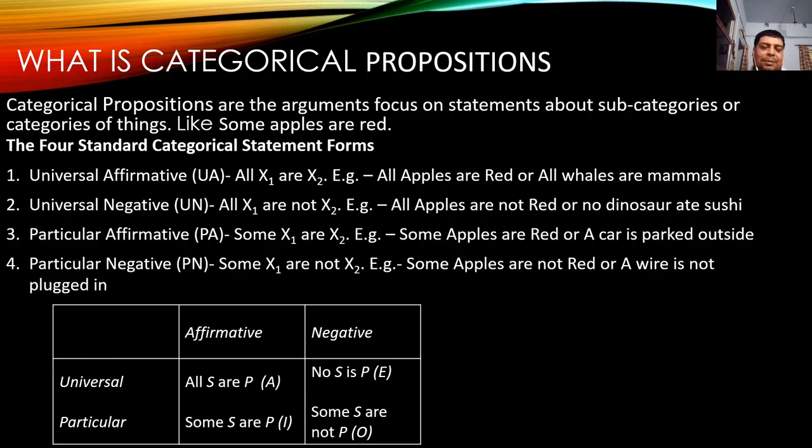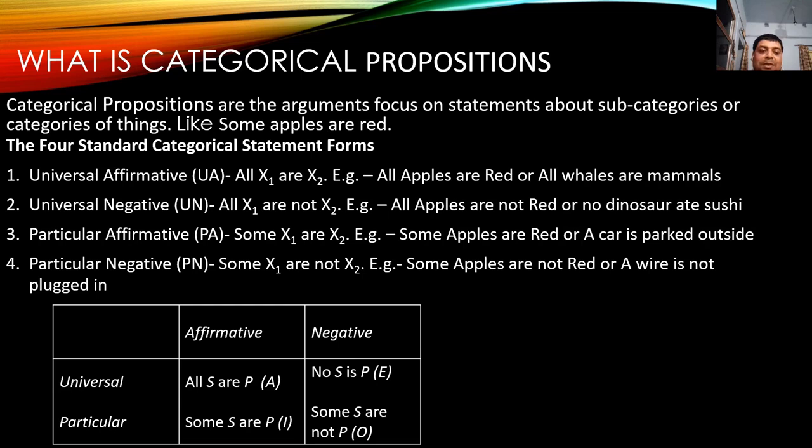Universal affirmative means all A are B, like all apples are red. Universal negative means all A are not B, meaning all apples are not red. Particular affirmative means some part of A are B, like some apples are red. Particular negative means some A are not B, some apples are not red.